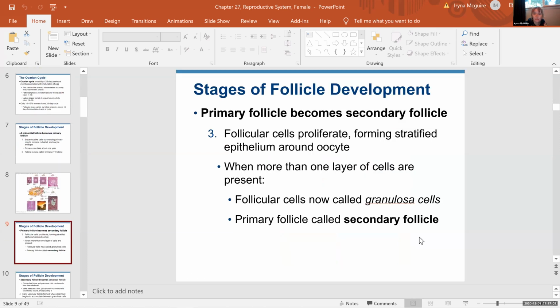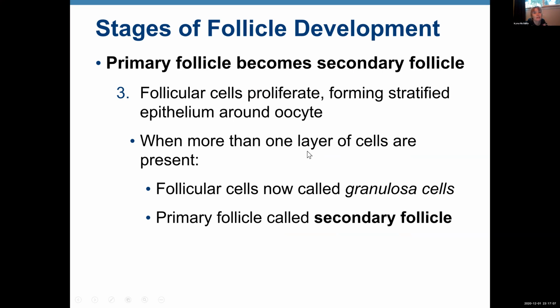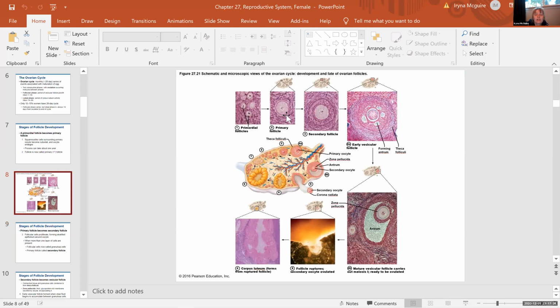Right, so that's important to remember. And again, some textbooks are going to tell us even one layer of cuboidal cells is called granulosa cells. Here in your textbook it says when we have several layers of these cuboidal cells, several layers of cells, they might not even all be cuboidal, then we call them granulosa cells. But primary follicles are then called secondary follicles. Let's look over here. So that's a primary follicle, that's a secondary follicle.